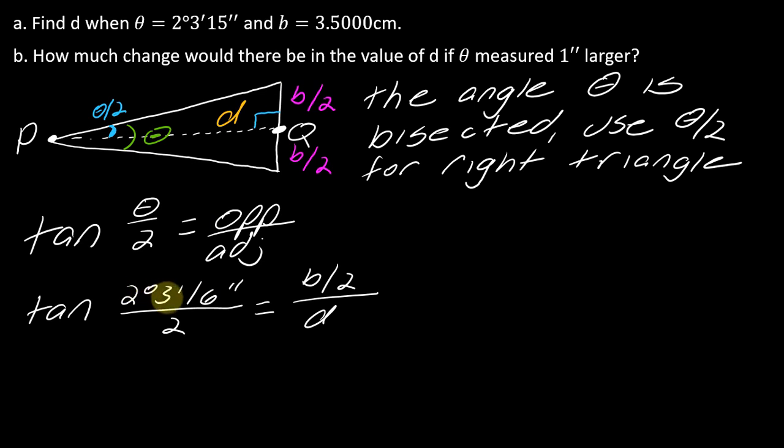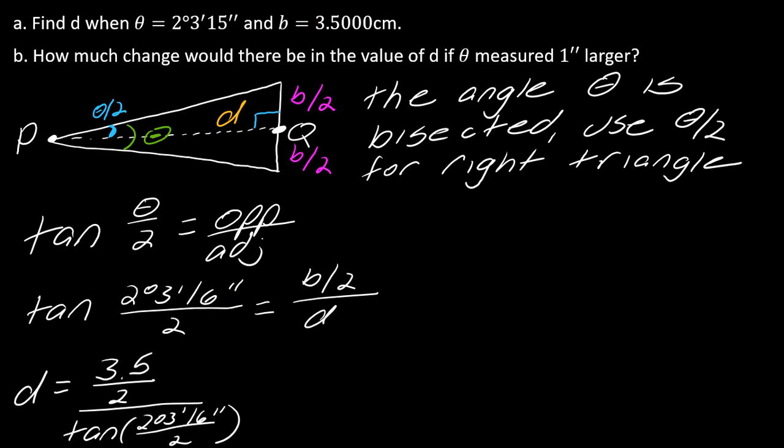So at 2 degrees, 3 minutes, now 16 seconds divided by 2, all these pieces, all the same stuff. So I can plug everything in. So I have 3.5 over 2 divided by tangent of the same calculation, right? Except now it's just 16 seconds. So what I got was 97.600. So remember your significant digits.